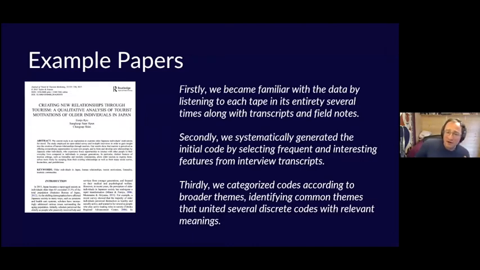And then it says, thirdly, we categorize codes according to broader themes, identifying common themes that united several discrete codes with relevant meanings. So I gave that example of loneliness. So that might be something that is also a theme together with social isolation. It may also be a theme with possibly bereavement. So if there are a lot of people that have had a partner die at a late age and they're suddenly feeling very lonely. So there are lots of things under the broader topic of loneliness or social isolation that you might bring together in a wider theme. And again, this is a very common approach. So to identify first the smaller themes and codes, and then bring them together into groups and topics that help to explain the research question.